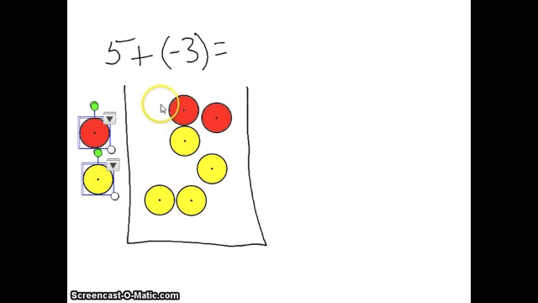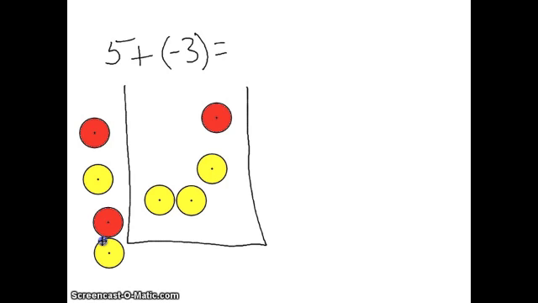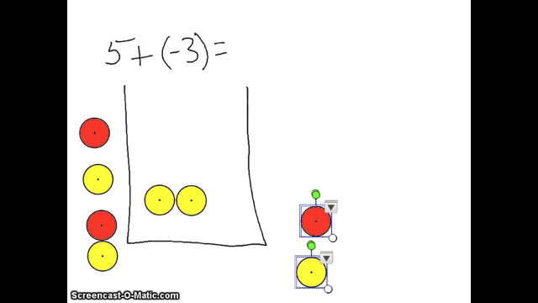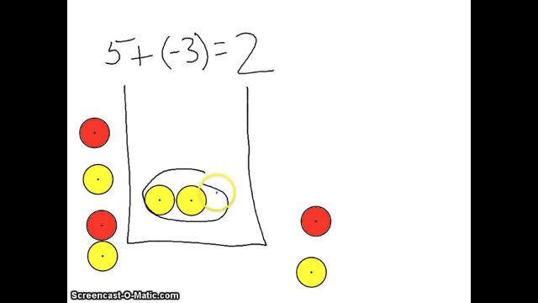So there's 1, 2, 3. So what's left in the jar? 2 yellow chips, which signifies 2 positive. So the answer to 5 plus -3 is 2.